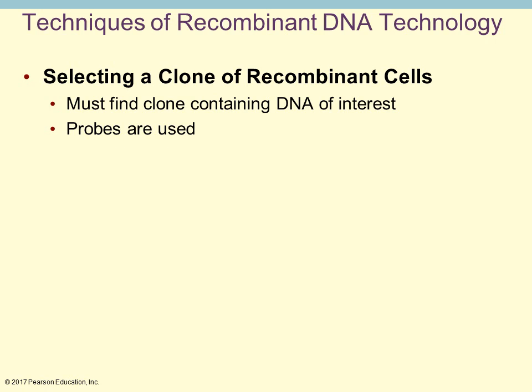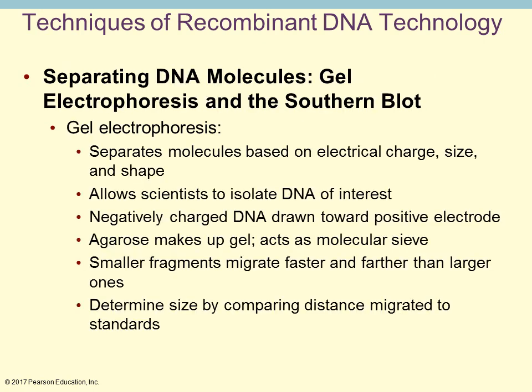You go through this work, and you must be able to find the clone, the organism that has that DNA in it that you're interested in. Because you've cut up the DNA, you're putting it in different bacteria, let's say. Well, all of them are getting different pieces. So you have to find out which one has the one that I want. You'll use a probe.